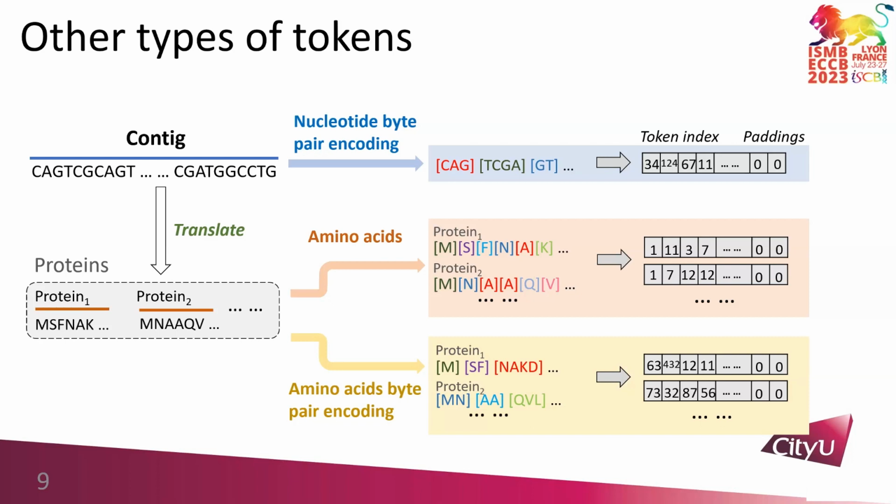And also we can translate the proteins from the contig. For example, we can use the amino acids as tokens. So we treat different amino acids as different tokens to encode the proteins into the system. And also, we can use a similar way to nucleotide byte pair encoding, amino acid byte pair encoding, to obtain the high-frequency combinations of amino acids as tokens to convert the protein to the feature vector.